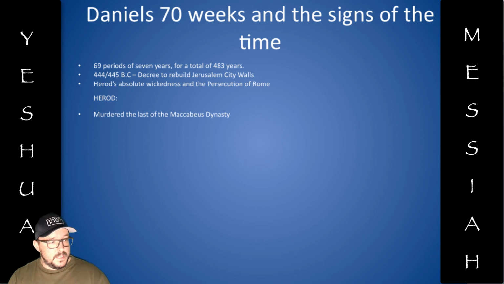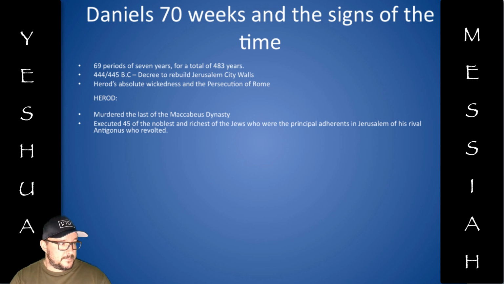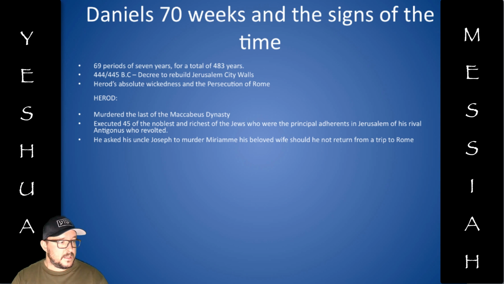So Herod, he murdered the last of the Maccabeus dynasty. He executed 45 of the noblest and richest Jews who were the principal adherents in Jerusalem of his rival Antigonus, who revolted when Herod went away on a trip. Antigonus revolted, and Herod recaptured Jerusalem with the help of Rome, and then executed and slaughtered all of the adherents to Antigonus. He asked his uncle Joseph to murder Miriam, his beloved wife, should he not return from a trip to Rome.